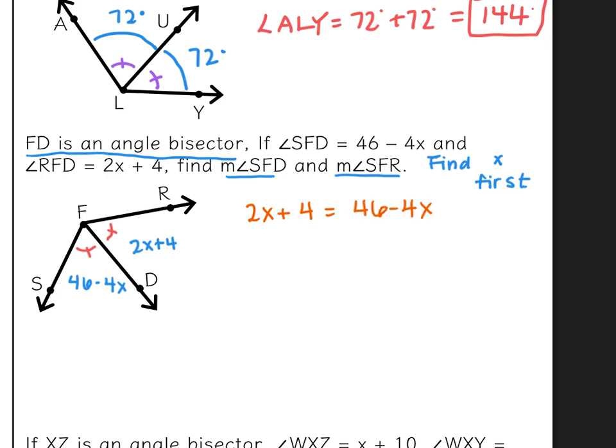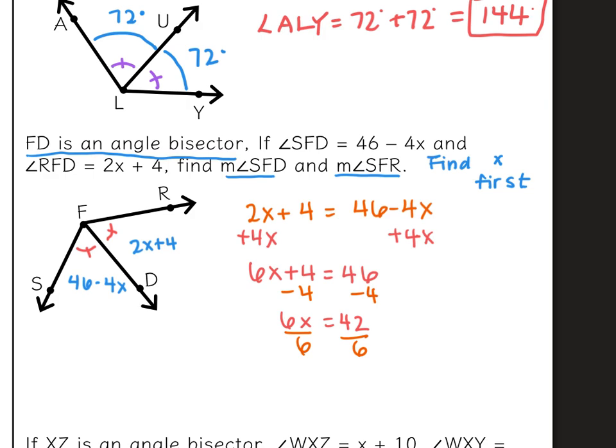Okay, so we're going to move the 4x over, add 4x to both sides. So we'll have 6x plus 4 equals 46. Then we can subtract the 4 from both sides. We'll get 6x equals 42. Divide by 6, and x equals 7. So we have x equals 7. Now we get to plug it in.